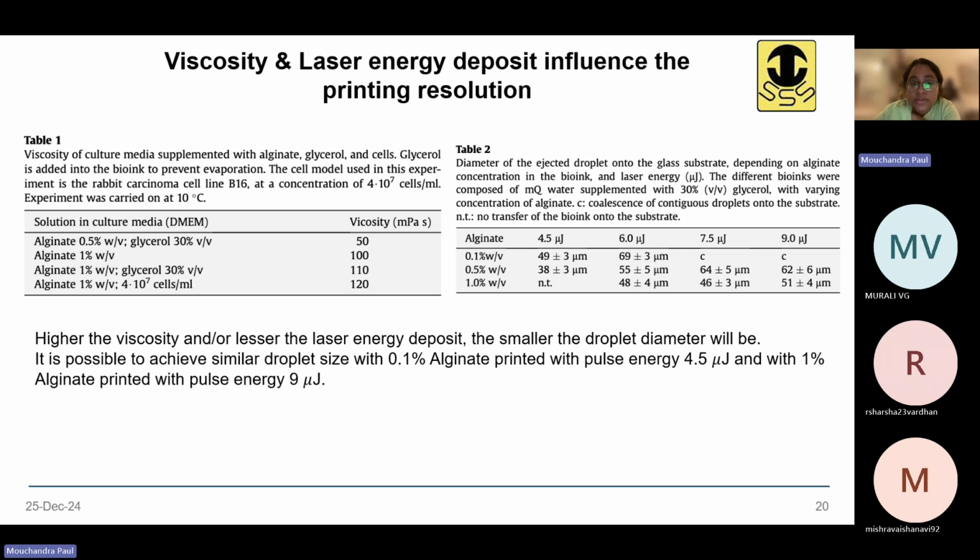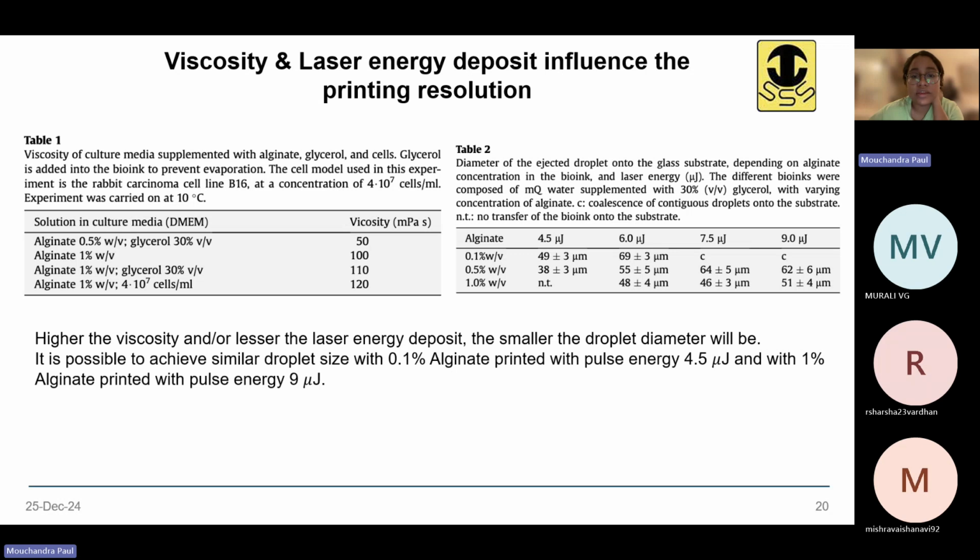And it is also possible to achieve similar size droplets if you play around again with viscosity and laser energy. So if you see this particular cell where the alginate is 0.1 weight% for laser energy of 4.5, and you follow this cell where the alginate is increased to 1% and laser energy is also increased to 9%, then you can achieve similar size of droplets. All right.